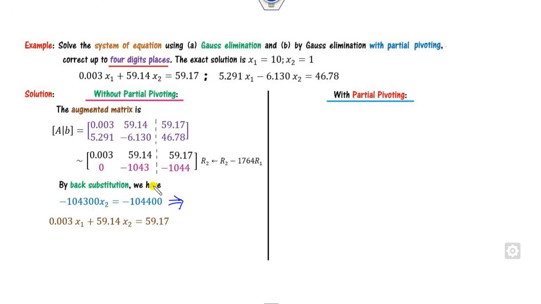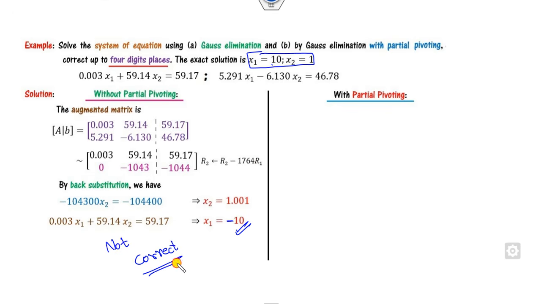Fine. Now you can see your x2 from here. You can find x2 from here. Substitute the value of x2, you will get here. So the solution will be this one, and you can see it is very far away from the optimal solution. X1 is minus 10 but it should be plus 10. It means this solution is not correct. The question arises, why is it not correct? Because you can see the diagonal entry is approximately 0.